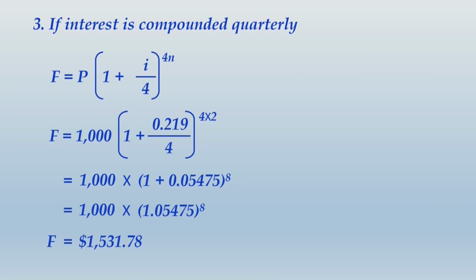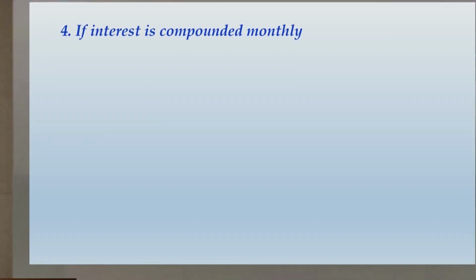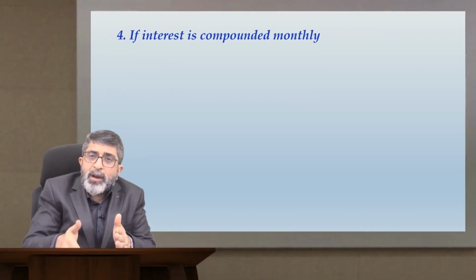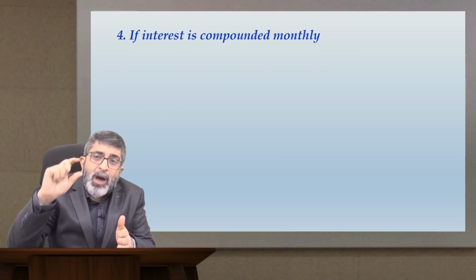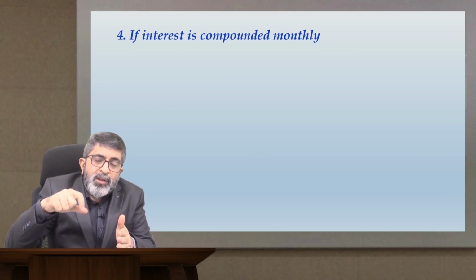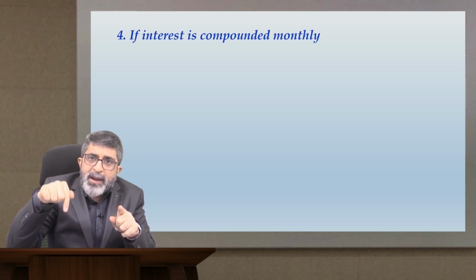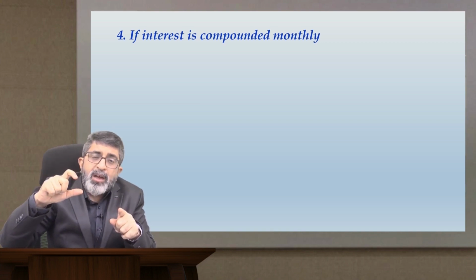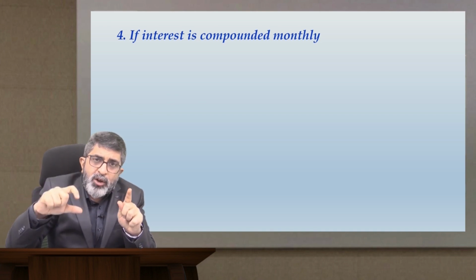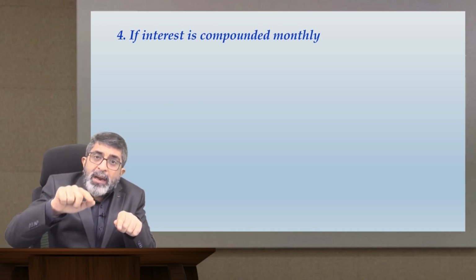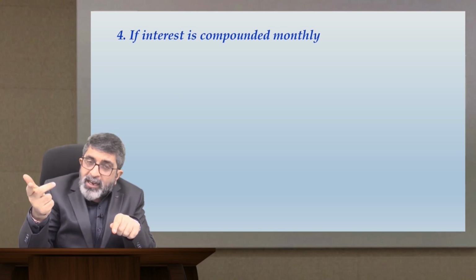Alright friends, once you have completed writing this much, let us move ahead and go to the next part. If interest is compounded monthly, so what will happen? As usual, you are going to consider that the frequency of compounding over here will be 12 times within a year. So I will be divided by 12 and 1 plus I by 12. So I by 12 becomes the periodic rate. So 1 plus periodic rate raised to 12 times into 2 years, correct?